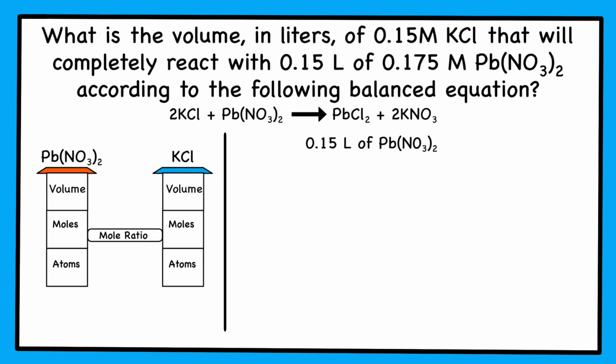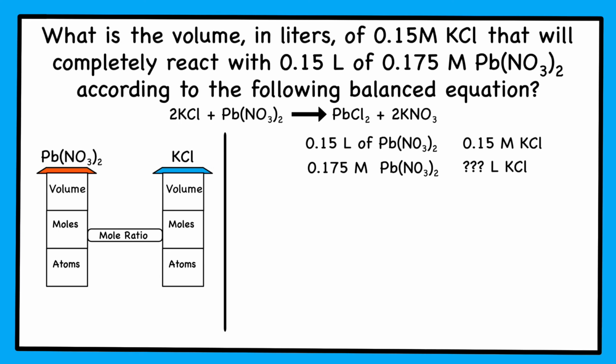We have 1.5 liters of lead-2 nitrate solution. The lead-2 nitrate solution has a concentration of 0.175 molar, and our potassium chloride solution has a concentration of 0.15 molar. We are trying to find our volume of potassium chloride, so I would put liters of potassium chloride and maybe put a question mark by it so I have that to reference. Now I'm going to start solving this problem.